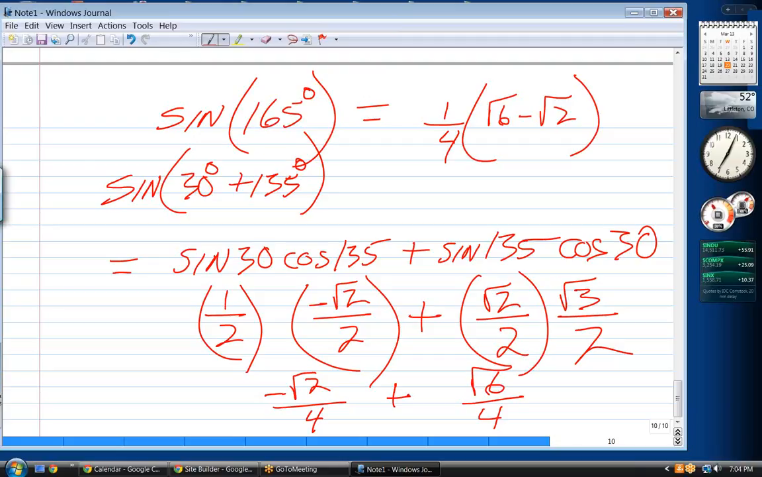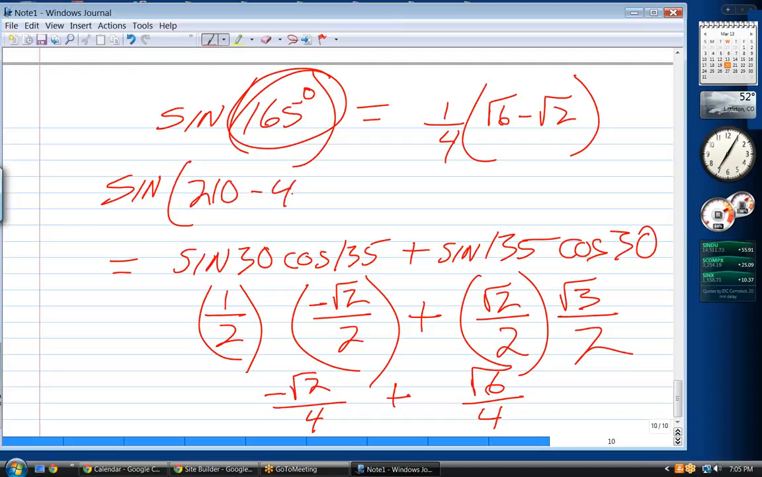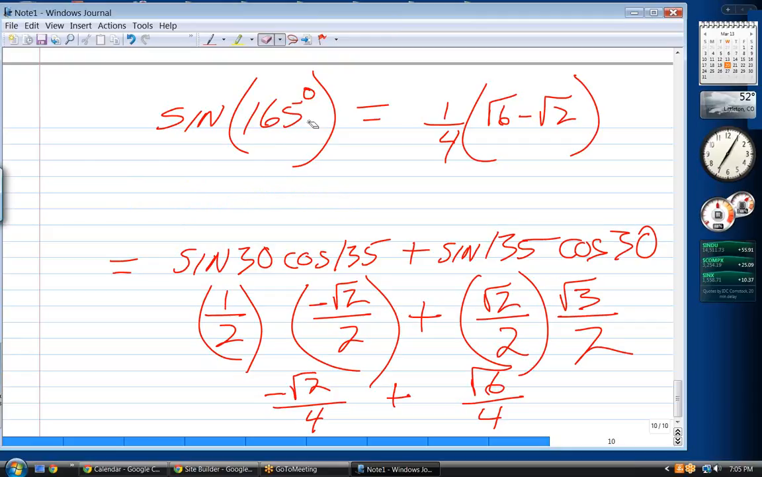The trick is usually to figure out how to break that out, and there's multiple ways. You could do it 30 and 135. You could do it 210 and 45. I could have done 210 minus 45. That's also 165. And I know the trig functions for 210. So there's lots of ways to do this, and usually you can do it by adding or subtracting. You have to be a little creative sometimes, and even more creative when they do something like this.